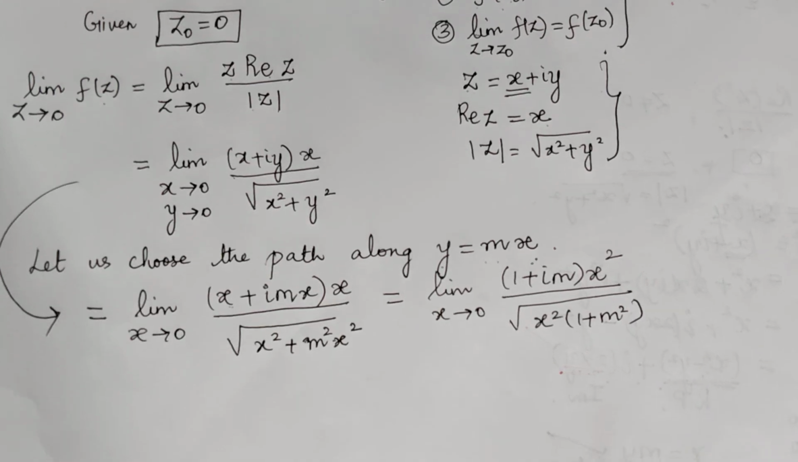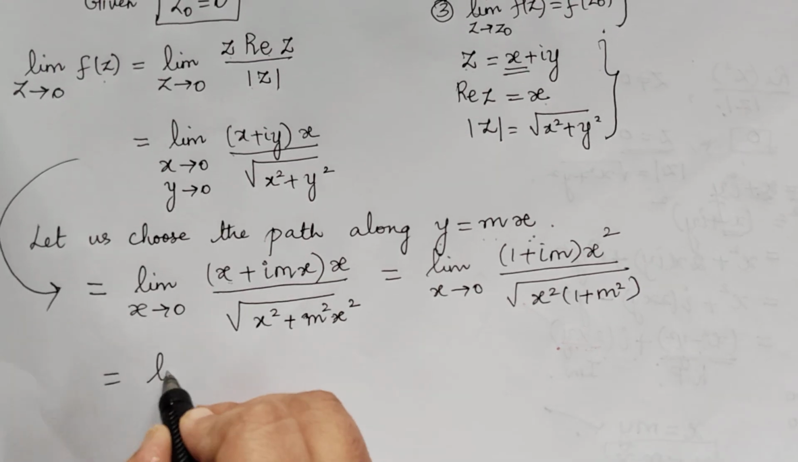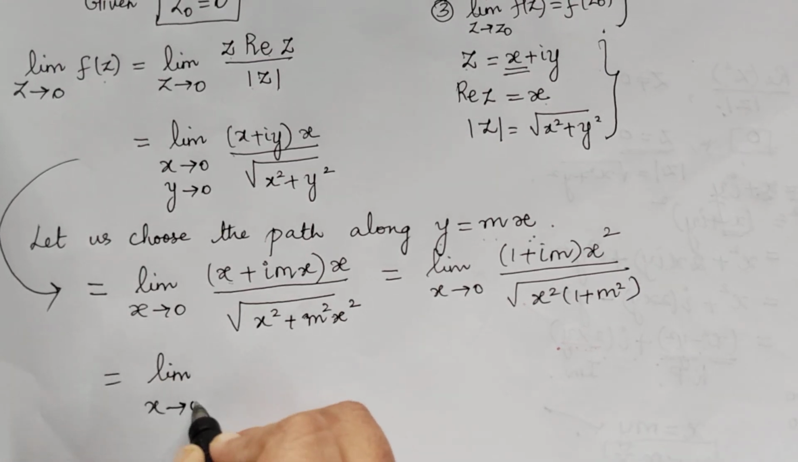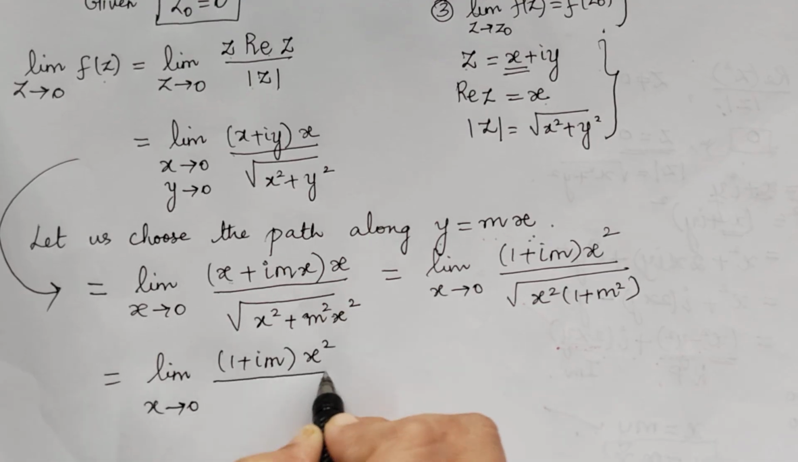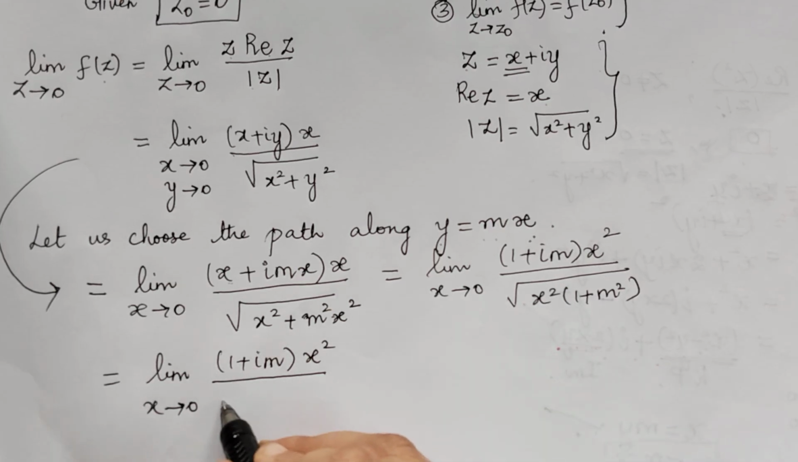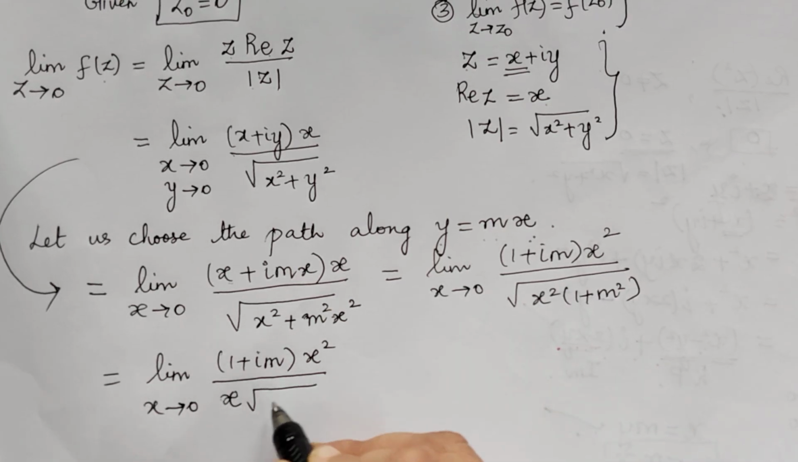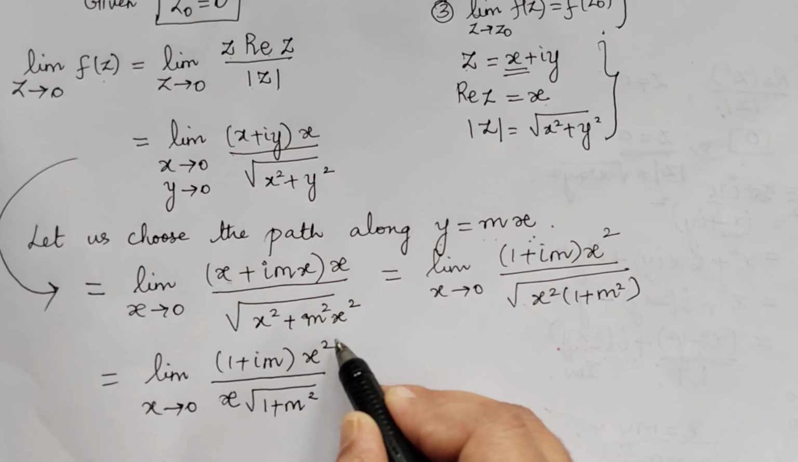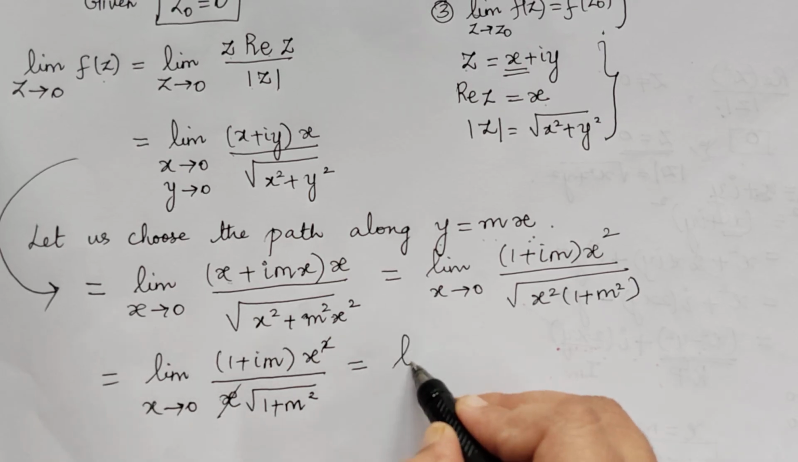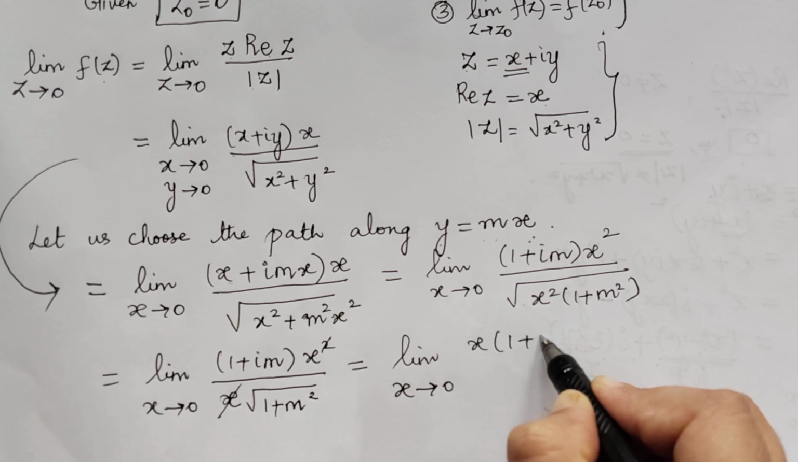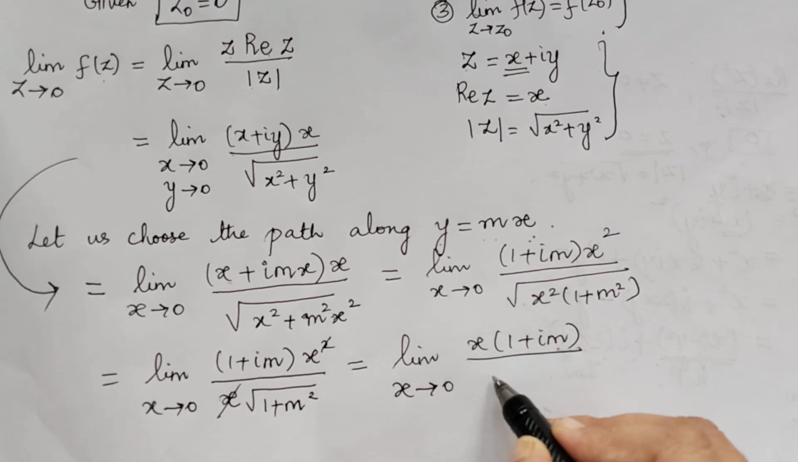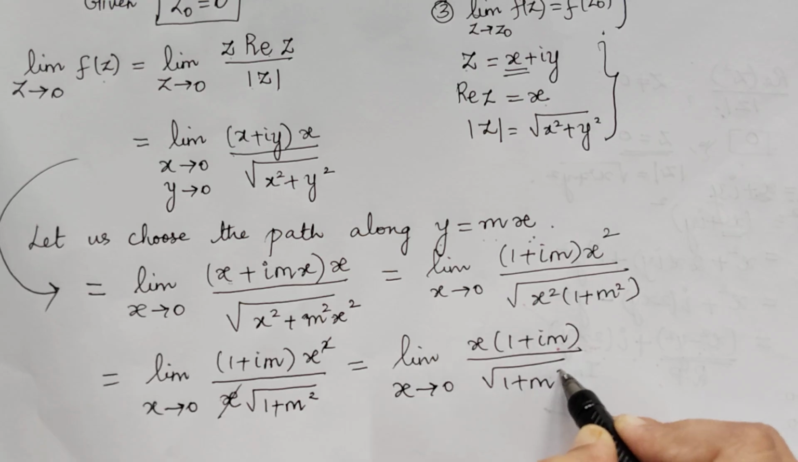And further this will be equal to limit x tends to 0, (1 plus im) multiplied with x square divided by this x square. When taken out of the square root, it becomes x square root of 1 plus m square. So that will be further equal to, we can cancel one of the x, and we will have limit x tends to 0, x multiplied with (1 plus im) divided by square root of 1 plus m square.